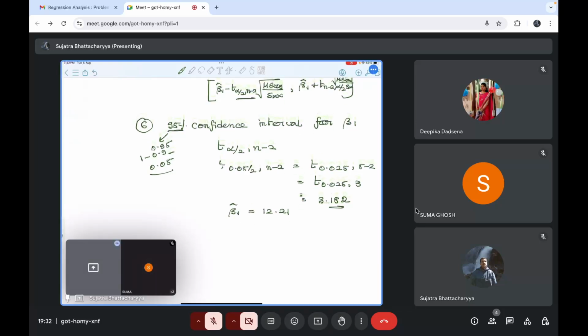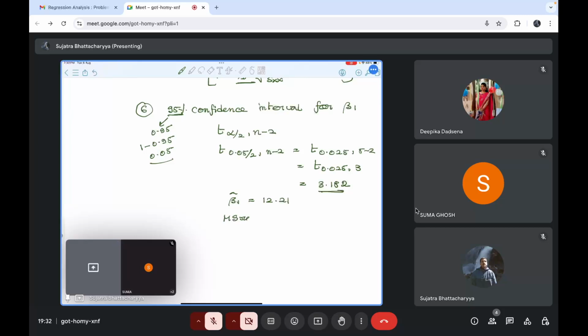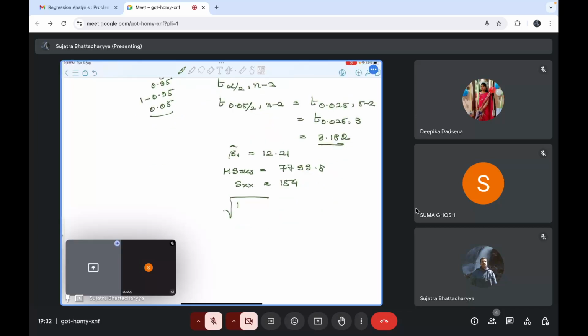We have already calculated it. MS residual is also known. How much was it? I think it was 7799.8. Let me check. Yeah, 7799.8. Sx is 150. If you calculate root over MS residual divided by Sx, that is 7799.8 divided by 150, which is about 50.65, and the root comes out to be 7.1.